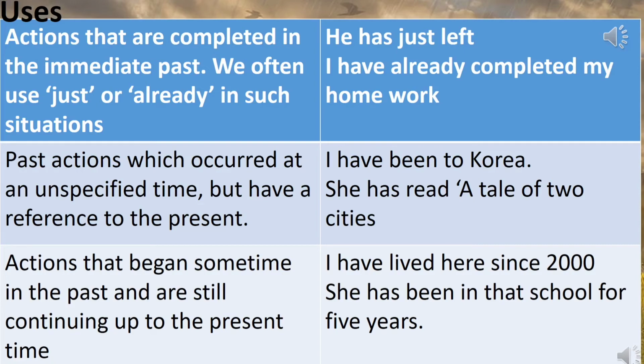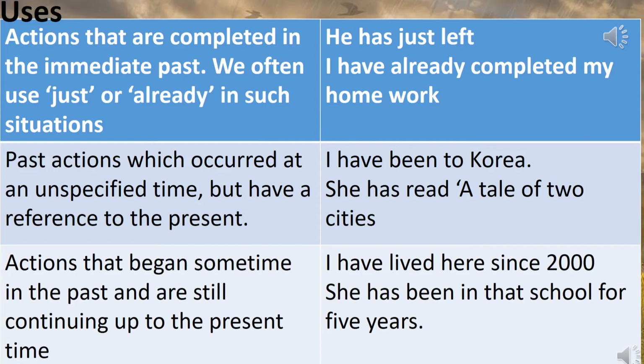And third situation is that actions that began sometime in the past and are still continuing up to the present time, like I have lived here since 2000. She has been in that school for 5 years, etc. Here are the last 2 examples. We have used 2 words like since and for.